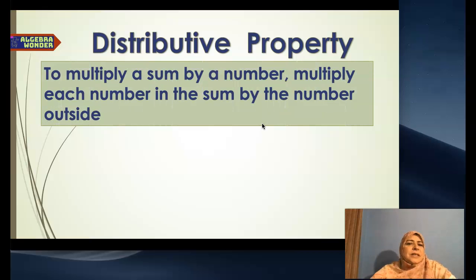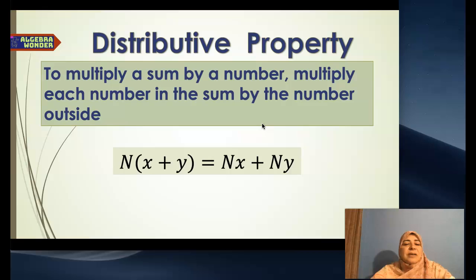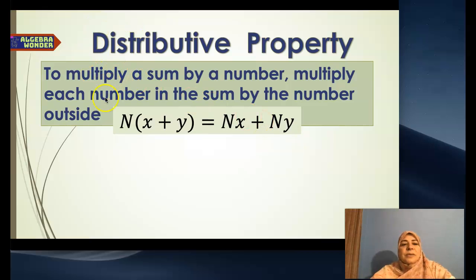So what is the distributive property? To multiply a sum by a number, multiply each number in the sum by the number outside. So if I have a number n outside and then I have x plus y, all you do is multiply. n times x is nx and n times y is ny. And we'll see how we can do that.